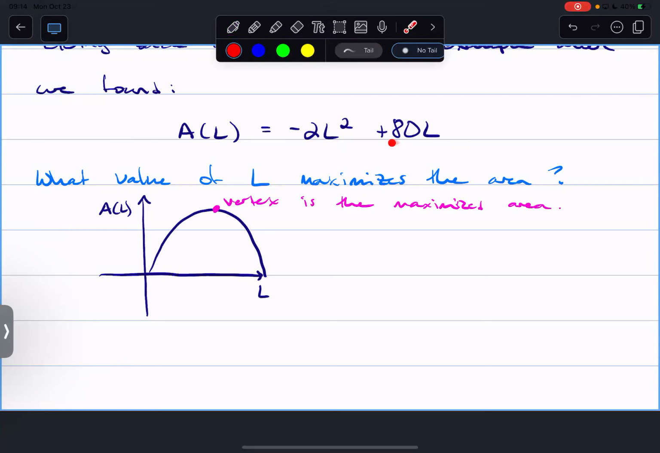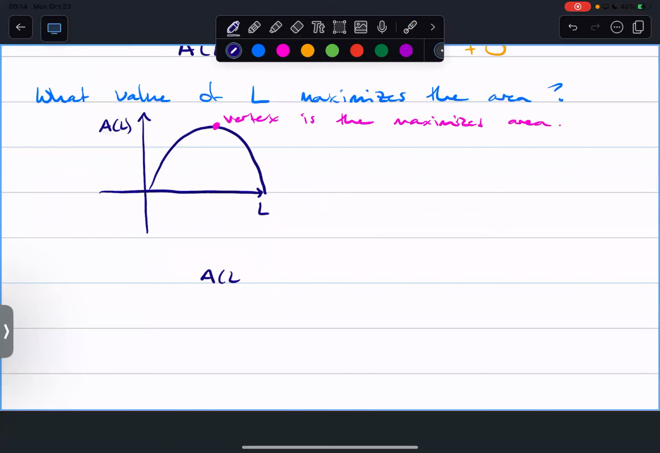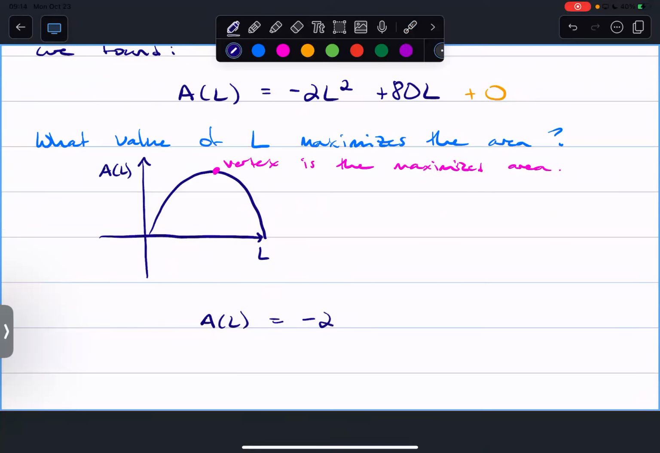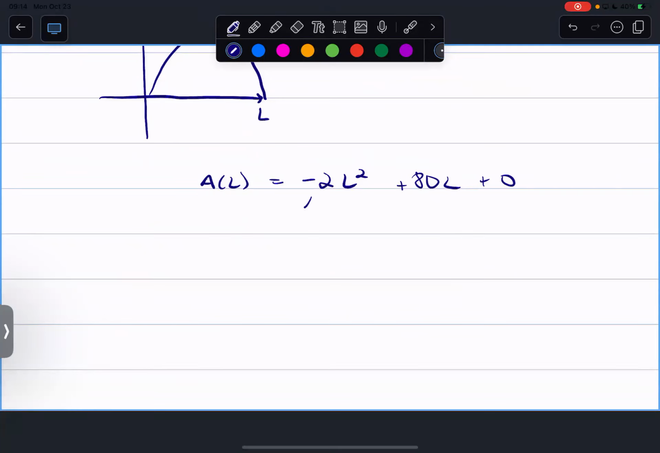Unfortunately, we have this thing in standard form. That's a bummer, right? If we had it in transformation form, we could just grab H and K and be done, but we don't. But we have the tools. So let's make a note here. This is plus 0, which means that your C is 0. So from A of L equal to negative 2L squared plus 80L plus 0, A is negative 2, B is 80, and C is 0.